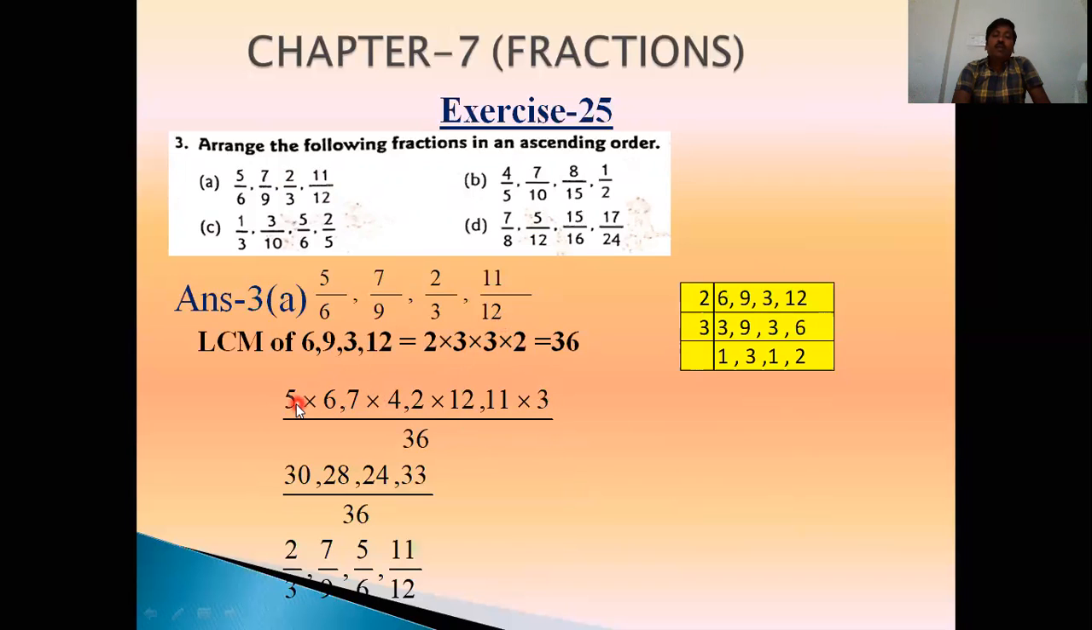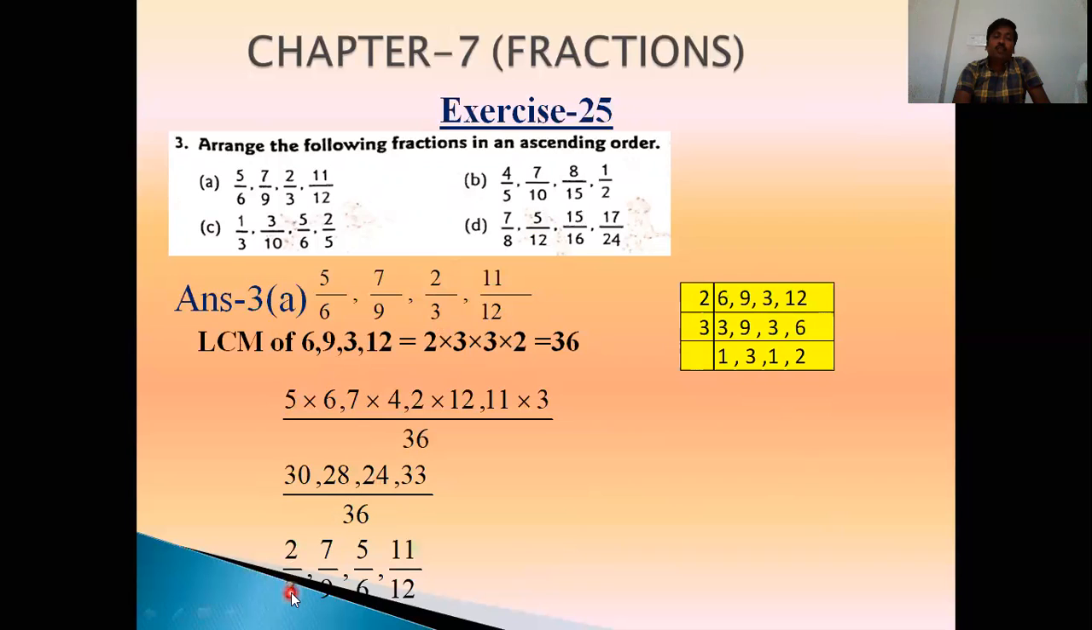And now when we multiply them, 5 into 6, we get 30. 7 into 4, we get 28. 2 into 12, we get 24. And 11 into 3, we get 33. Now when we compare these numerators, what is the smallest number? Here we see 24 is the smallest number. We get 24 from 2 by 3 as a fraction.